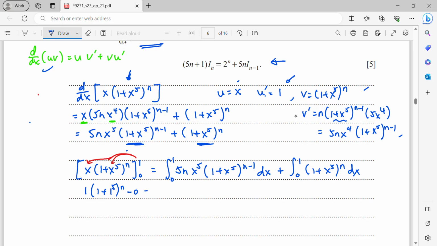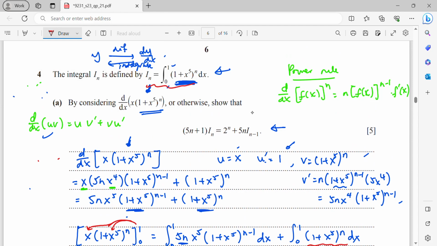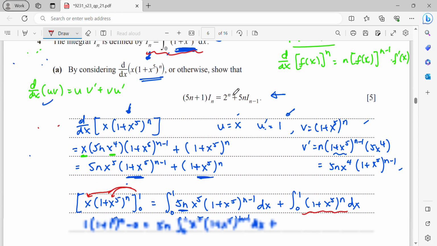Okay, then for the right hand side, since the 5n is a constant, I can take out the constant. Then I will get the integral from 0 to 1 of x^5 (1 plus x^5) to the power of n minus 1 dx. Then plus this whole term is In. Okay, when you look at the question, this is your In. So I have found one In here.